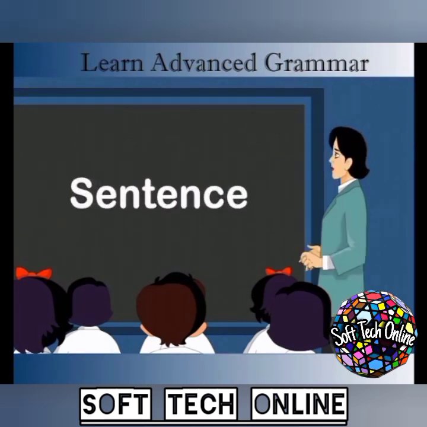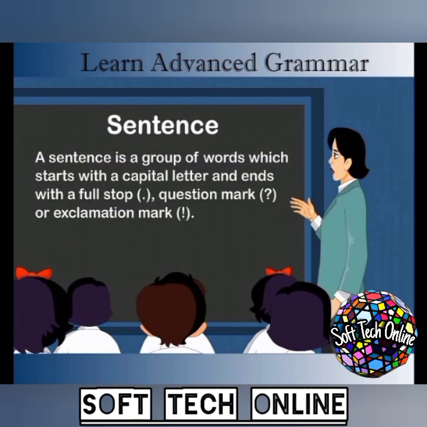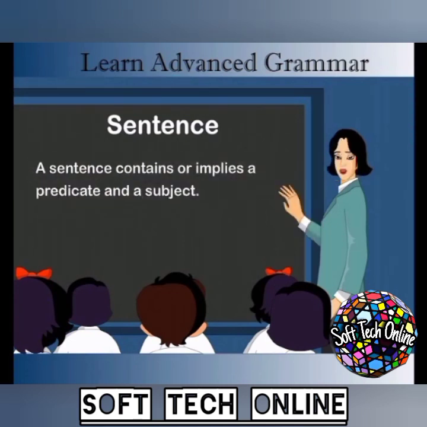Sentence. A sentence is a group of words which starts with a capital letter and ends with a full stop, question mark, or exclamation mark. A sentence contains or implies a predicate and a subject.